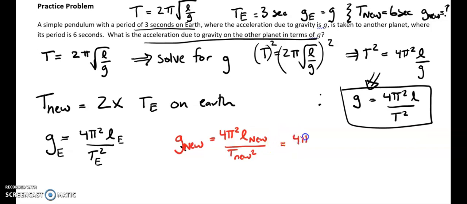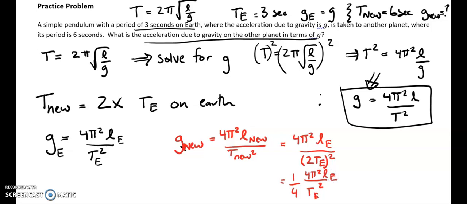Cool. So 4π² just stays the same. Is the length of the pendulum changing? Nah, that's going to stay the same no matter where you go, so I'll call that L_E. It's the same thing as on Earth. T_nu, we just said, is going to be 2 times bigger than it is on Earth, so I'm going to put in 2T and square that whole thing. Square the bottom, distribute that square. So this is going to be 1/4 T_E² on the bottom, times 4π²L_E.